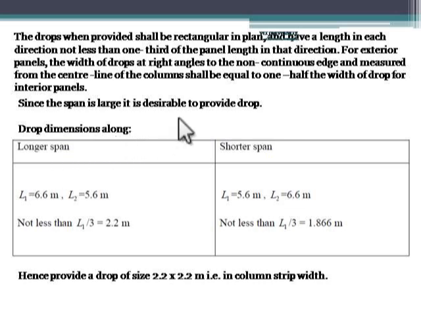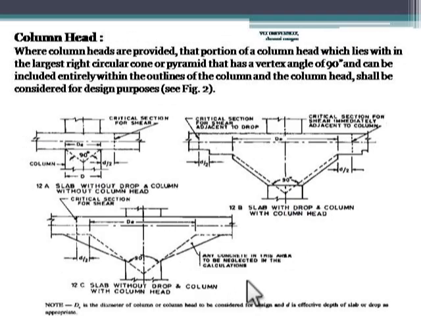So we are providing drop dimension along longer span and shorter span both. For this longer span, the drop shouldn't be less than L by 3, so we have taken 2.2 meters. For shorter span it's 1.86. So hence we can provide a drop of size 2.2, and this 2.2 meter is in the column strip width. Column head.